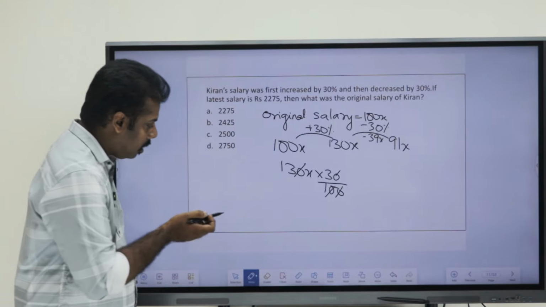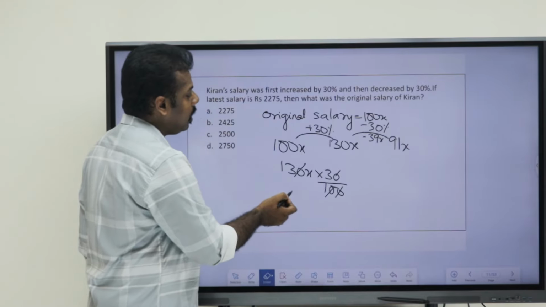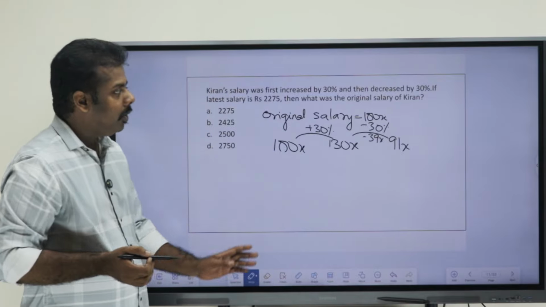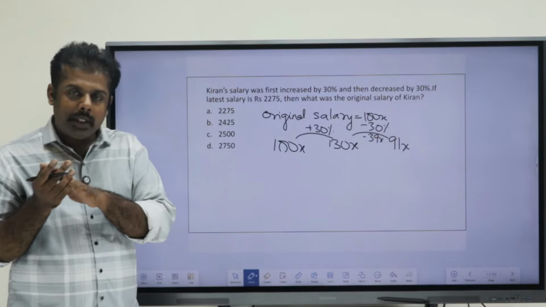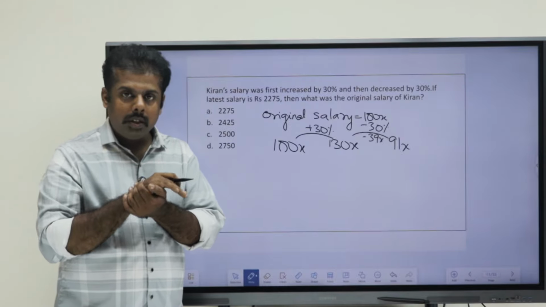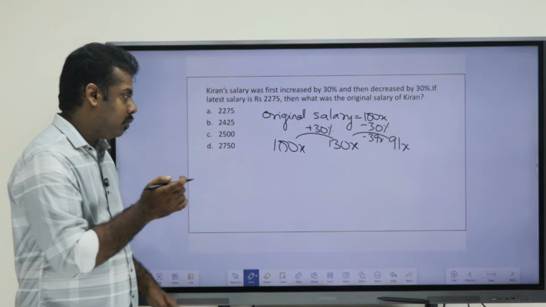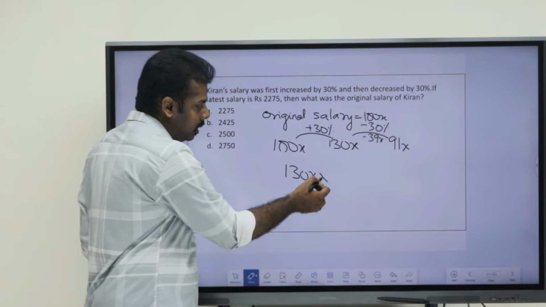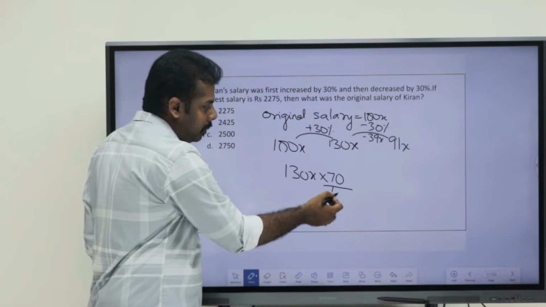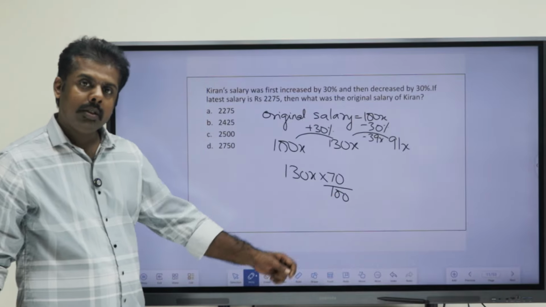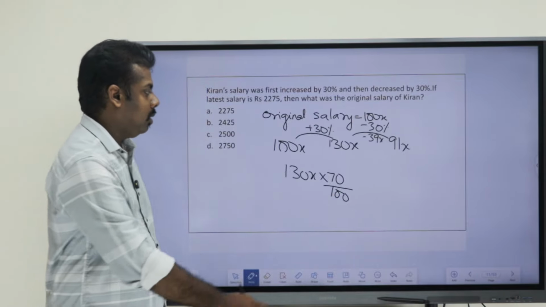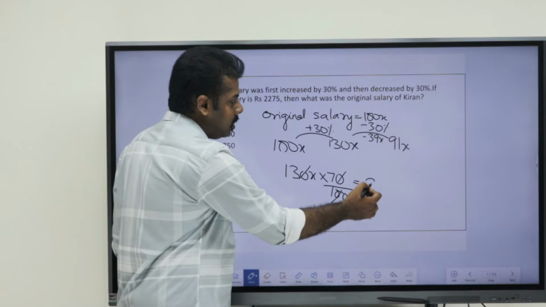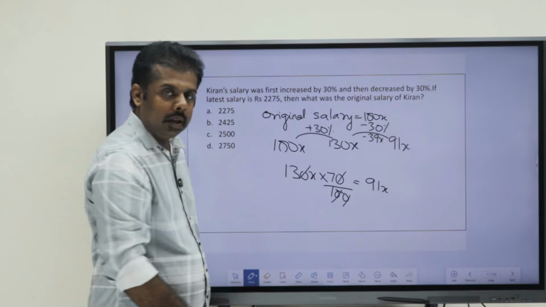Otherwise, what we can do? You can just find it directly as well. The second method will be, as we know, if you are reducing a number by 30%, it will be 70% of that value. That is also another method. So, we can do it that way as well: 70% of 130x will be his present salary now. If you do the calculation here as well, you are going to get the same answer, 91x. So, both methods are okay.